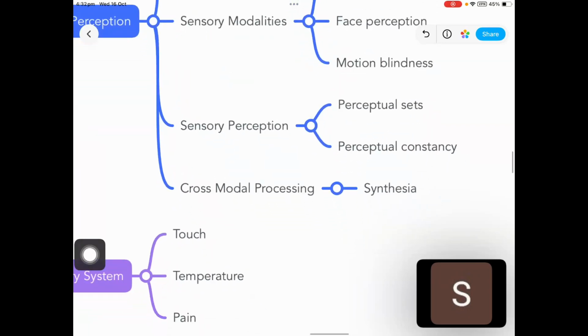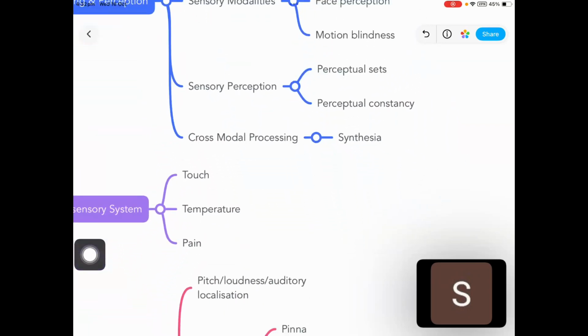And then another key term was cross-modal processing, like we said, and that refers to things like synesthesia, where the senses get all mixed up and jumbled up. So when you hear about people tasting words, seeing words as colors, that's synesthesia. And it's really interesting. It's not an actual medical condition. There's nothing physically wrong with them. It's just something that's getting jumbled up.